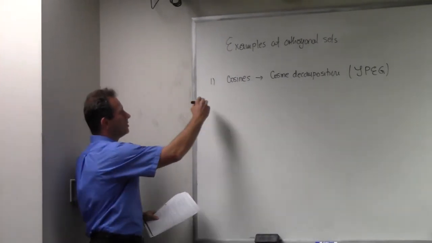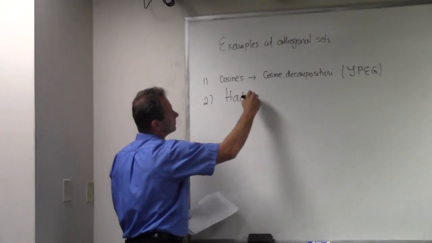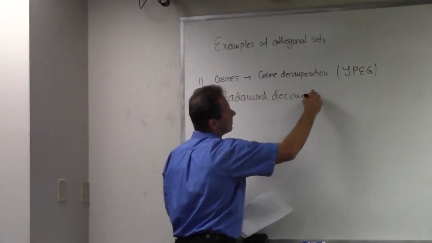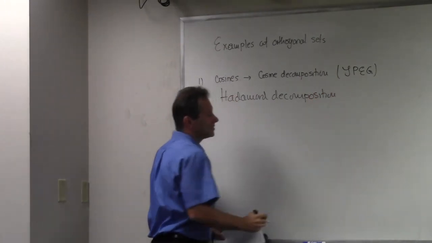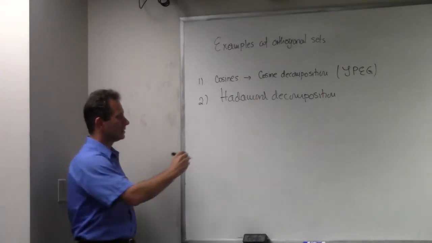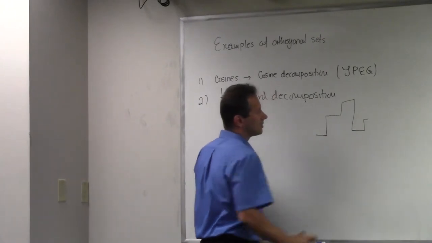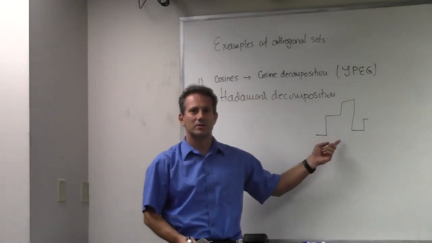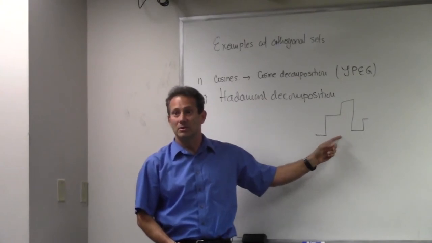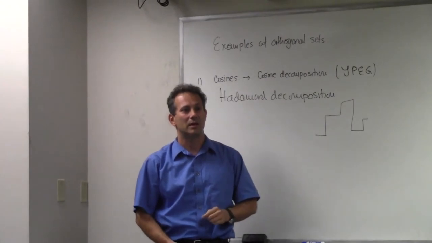All right, so the other decomposition that is frequently used is Hadamard decomposition. Now, if you have a signal that has sharp edges, like square waves or something of this nature, then trying to decompose this using Fourier series is not very good. And you know that. How do you know that? Because of the sharp edges, the coefficients decay relatively slowly. They decay as 1 over n.